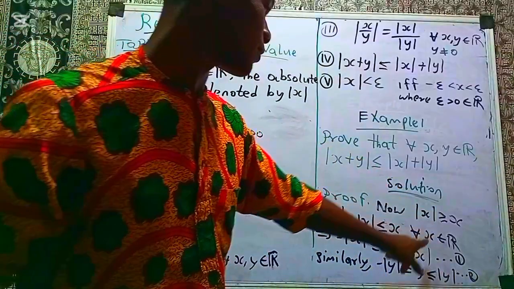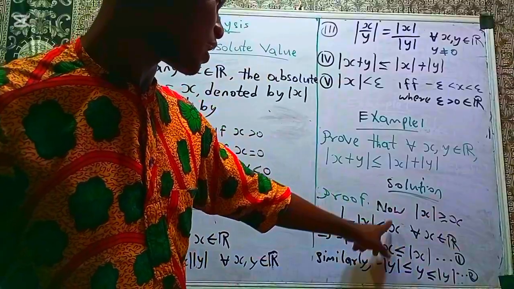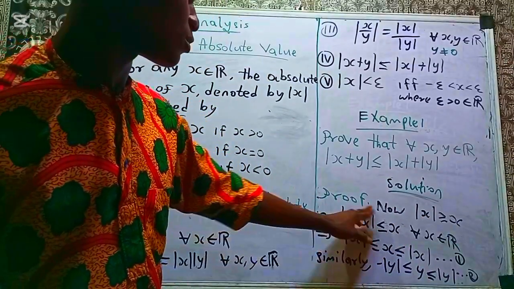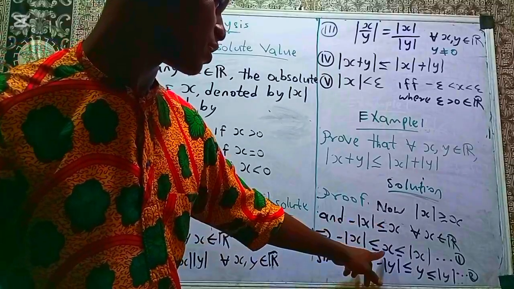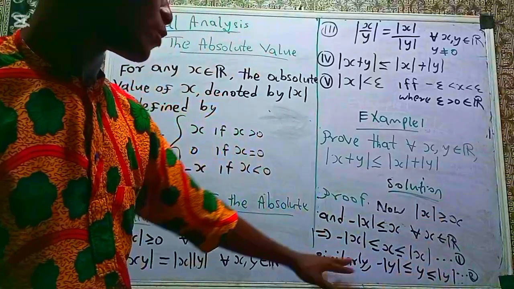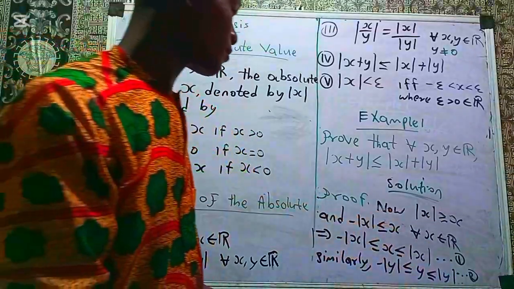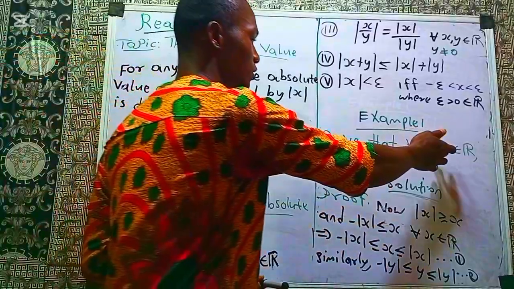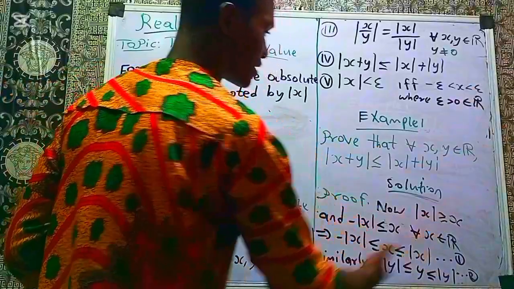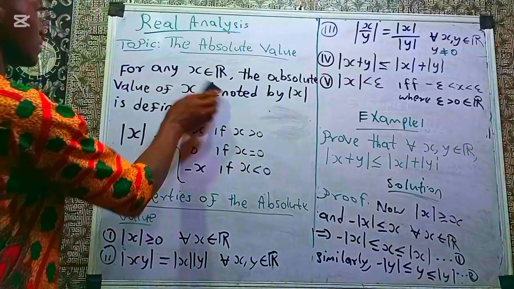So I combine the inequality here. You know, absolute value of x is greater than or equal to x. So x is greater than or equal to negative absolute value of x, which means that negative absolute value of x will be less than or equal to x, and x will be less than or equal to absolute value of x. The same thing will happen for y, because x and y are real numbers. So from the question, x and y, they are real numbers. So since it happened to x, it will happen to y, because it's for any real number you pick. So this is what we have here.